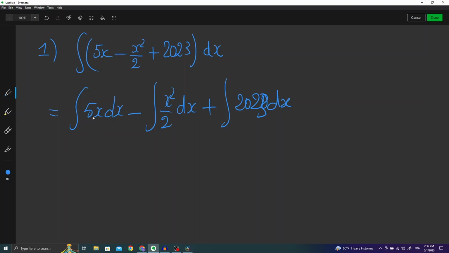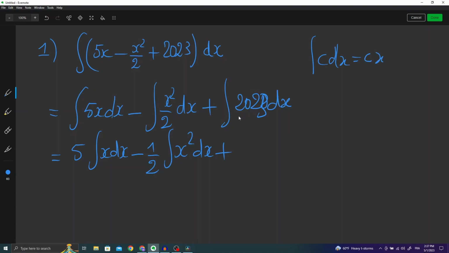So here I have 5 multiplied by x, right? This is a constant 5. I can put it outside the integral. It is 5 times the integral of x dx, okay? The same, I have here 1 over 2 times x squared. I can put it outside the integral, the integral of x squared dx. And this is simple. This is the integral of a constant. As I showed you before, the integral of a constant is cx. So c in our case is 2023, so this gives us 2023x plus a big constant here, okay?